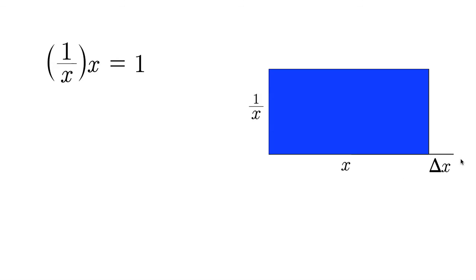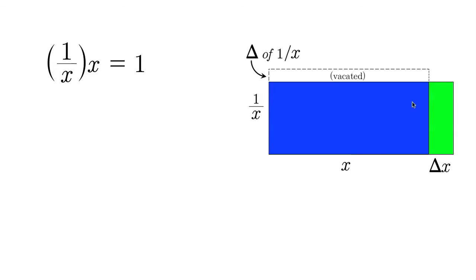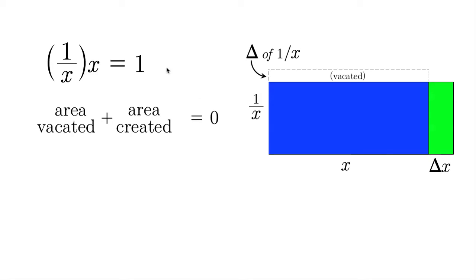So we grew x by a fixed amount, and that's going to create more area out here, which means 1 over x has to shrink in just the right way so that the area vacated up here equals the area created. The area vacated plus the area created have to turn out to be 0 because the whole area has to turn out to be 1. That is, the delta of 1 over x, the change in 1 over x, has to be just right to make the area on top be the negative of the area on the right.